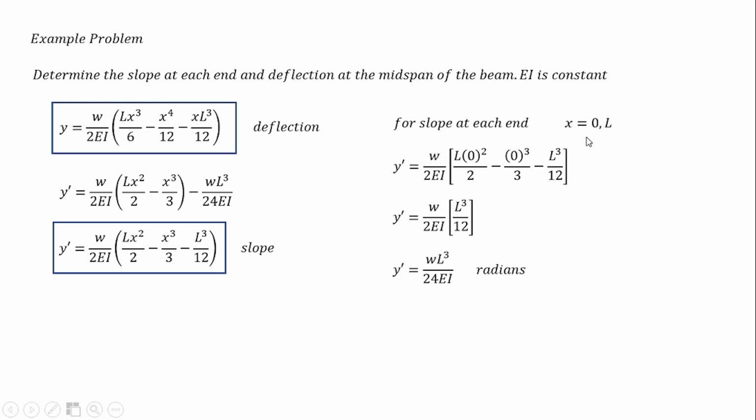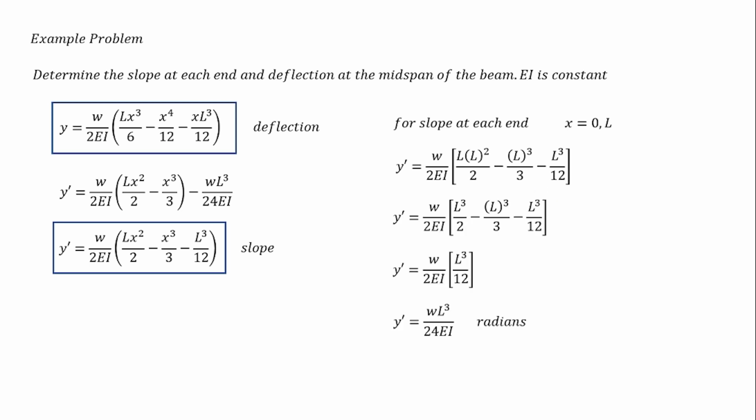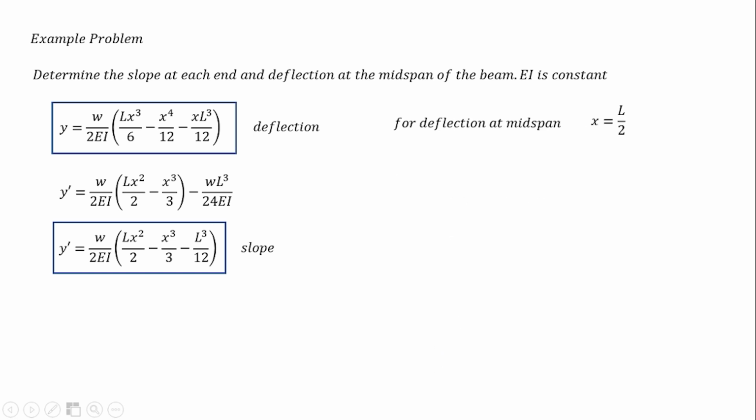But if the value for x we use is equal to L, the same equation for our slope, we use L. So, simplifying this equation, we still get wL cubed over 24EI. So, at each end, or the slope at each end, at x equals 0 or x equals L, the value is the same: y prime, or the slope, is equal to wL cubed over 24EI.